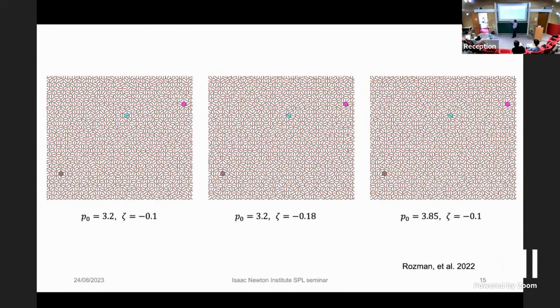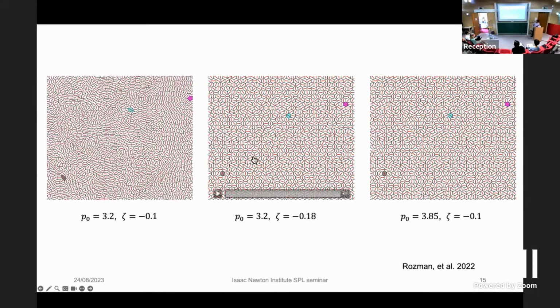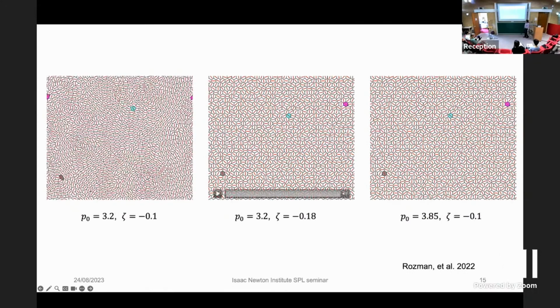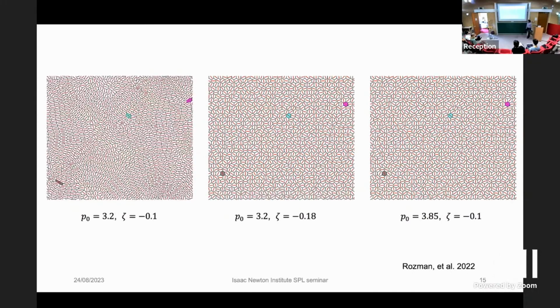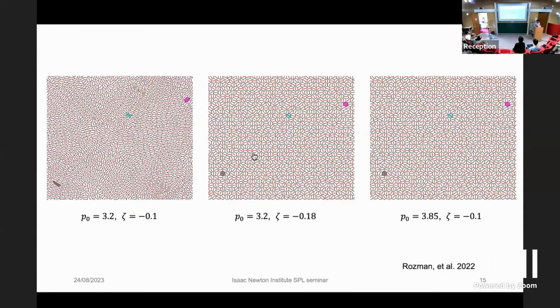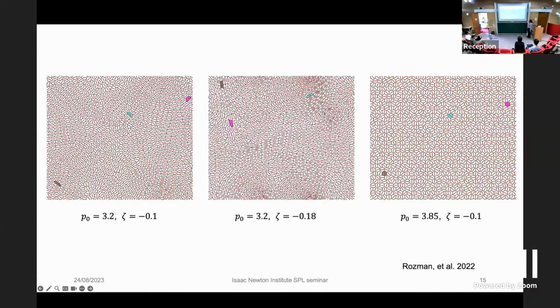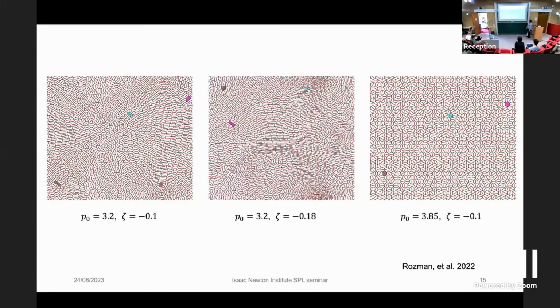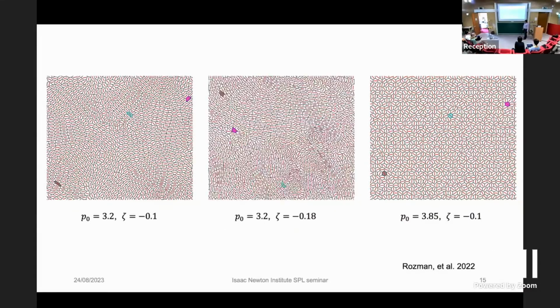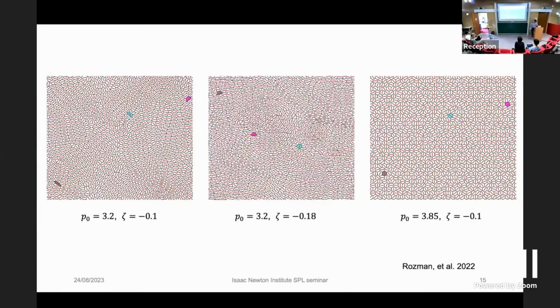So we have this deep in the solid phase, whatever solid phase in this context means, because we have this additional activity term, for relatively low activity, and then for moderate activity. And these cells that are in color, there is no meaning to them. It's just to see that they're moving. So these are just labels for us to see them moving, right?